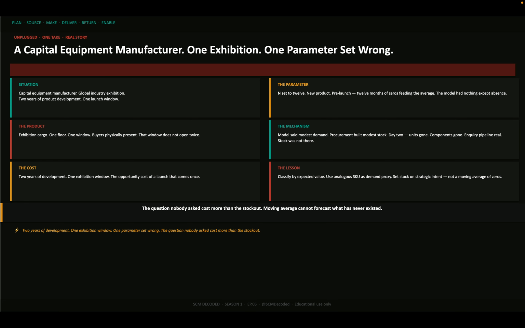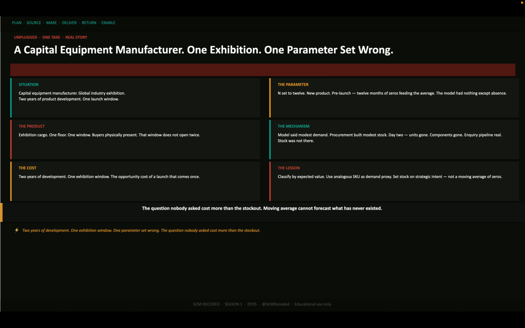So let us take a real example of a capital equipment manufacturer who was attending a global industry exhibition. 2 years of product development behind one launch window. The planning system was running N equal to 12, but this was a new product. Pre-launch, 12 months of zeros feeding the average. The model had nothing to work with except absence.